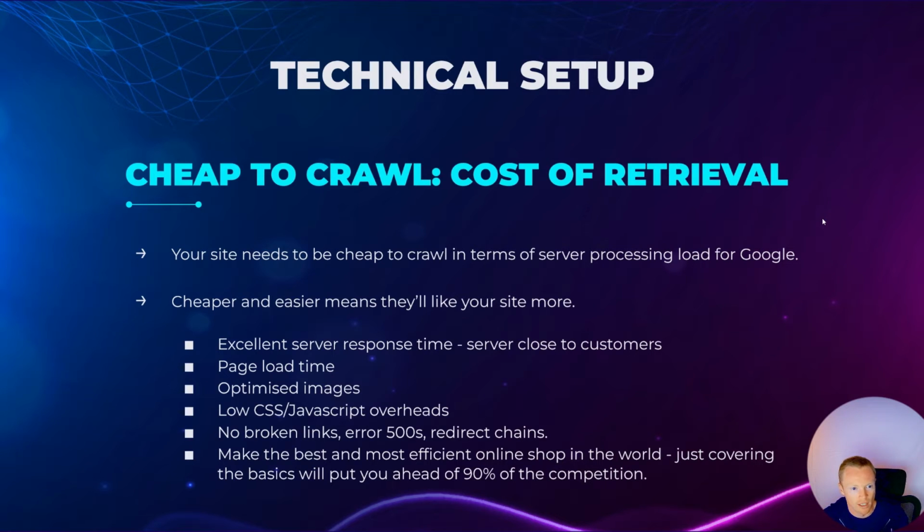You might have watched some of Corey's videos where he talks about this a lot. So your site needs to be as cheap to crawl as possible in terms of server processing load for Google. They obviously spend millions per year on their servers, and the internet is getting excessively large, especially with AI content. So if you make it cheaper and easier, then they generally like your site more and they'll come back more.